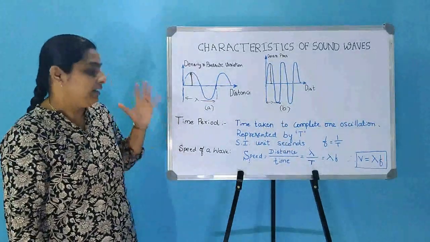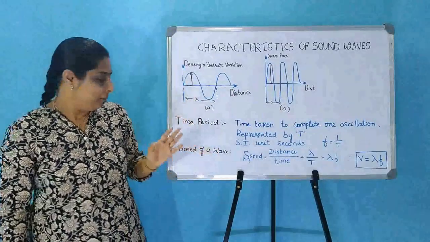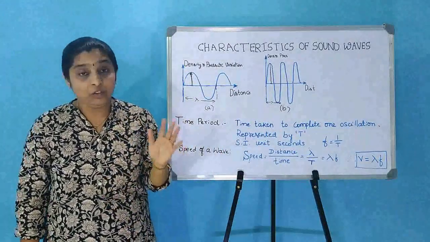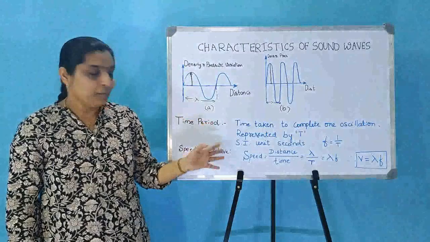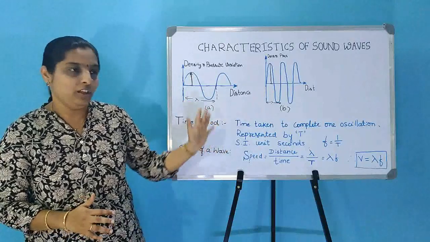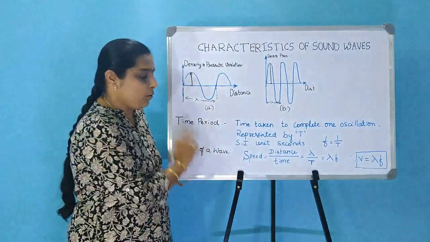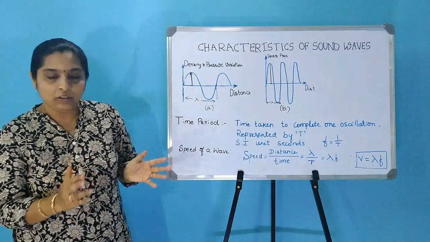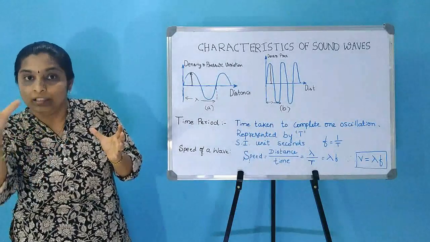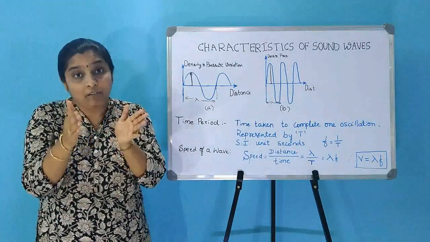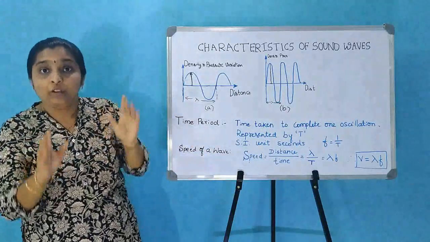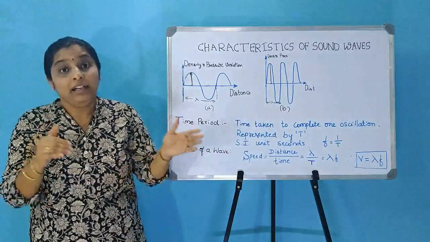Now let us go to the last characteristic of the sound wave, that is speed of the sound wave. Now in the first lesson you have learned how to find the speed. So speed is nothing but distance travelled over time taken. Here we are finding the speed of a sound wave. So here speed is equal to distance travelled by a sound wave divided by time taken by a sound wave. We already learned that distance travelled by a sound wave is nothing but wavelength, and time taken by a sound wave to travel this distance is nothing but time period.